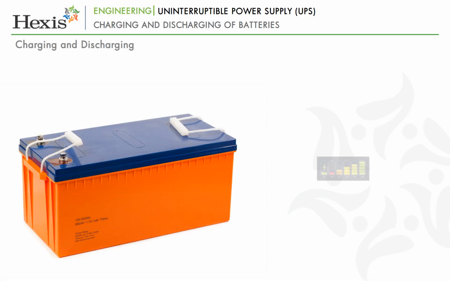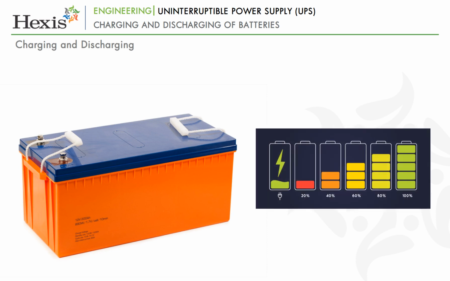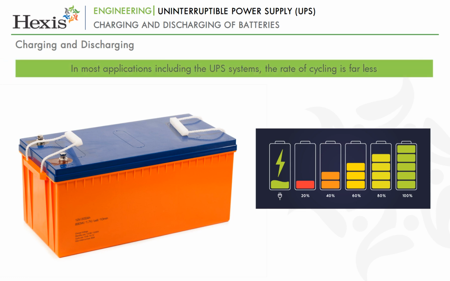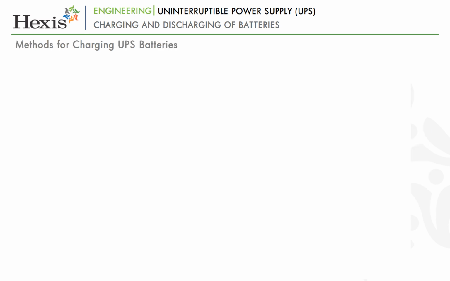Batteries are subjected to a repeated cycle of charging and discharging due to the very nature of the application. Thus, let us understand more about their charging and discharging behavior in detail. In most applications such as the UPS systems, the rate of cycling is generally far less. Let us now elaborate on different methods used for charging UPS batteries. There are 3 methods for charging the UPS system batteries.